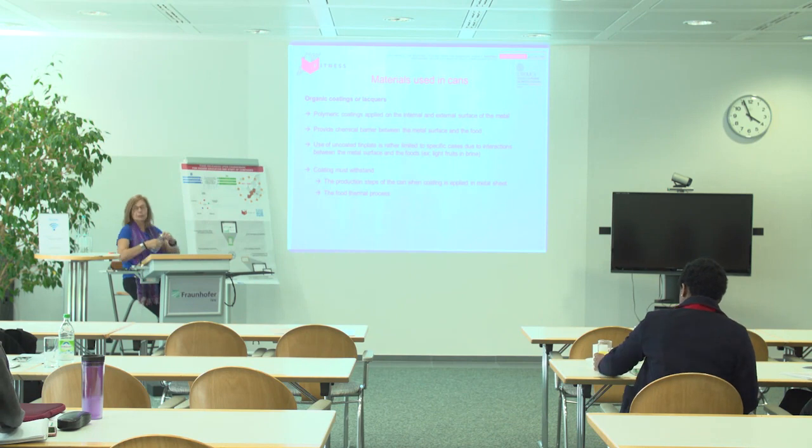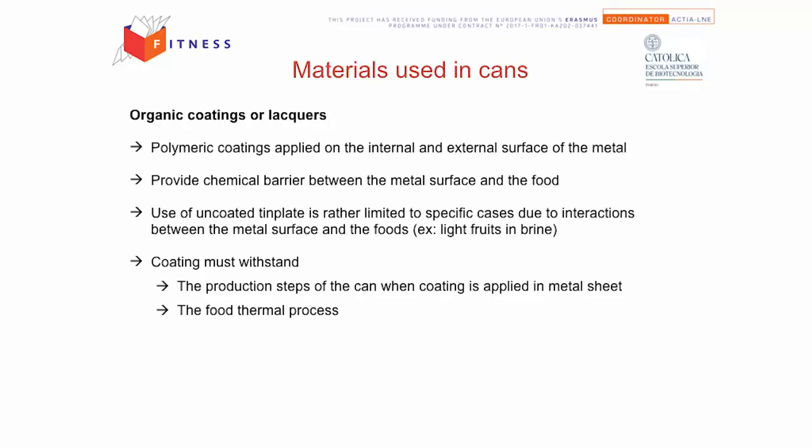All the production steps of the can, so the coating must withstand those. And as you know, in most cases, metal cans are used for thermal processed foods. So we pack the food, we close the can, and we thermoprocess the food in the can. So the metal, the can, the coating must stand this heat treatment as well.